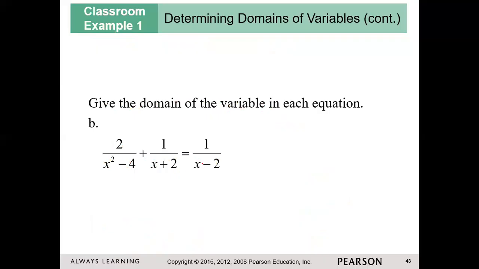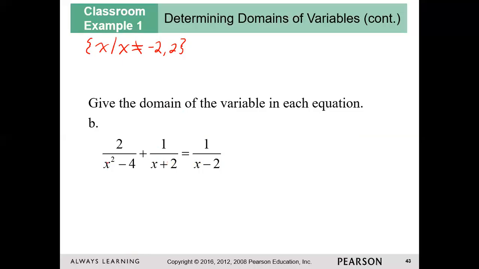So that's going to give you x is equal to -2 and x is equal to positive 2. Those are the two values that are not in the domain. So x such that x cannot be equal to -2 or positive 2. Because if you substitute -2 in here, you get a 0 in the denominator. If you substitute 2 in here, you get a 0 in the denominator.